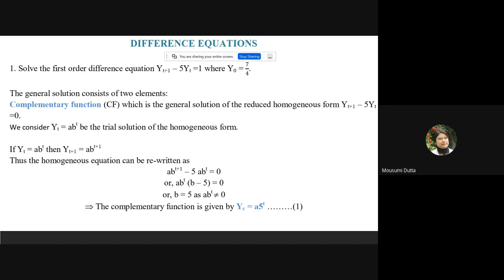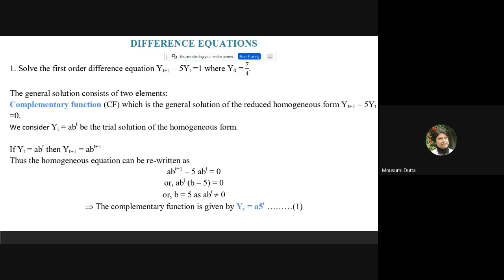Would you please write down the equation y(t+1) minus 5y(t) is equal to 1, and also add y naught is equal to 7 by 4. Now this is called a first order difference equation. Why difference equation? Because I'm considering time to be discrete, so I'm getting a model with 1 period lag.